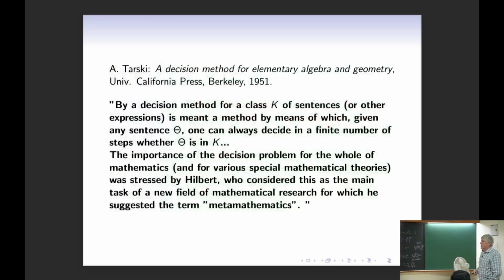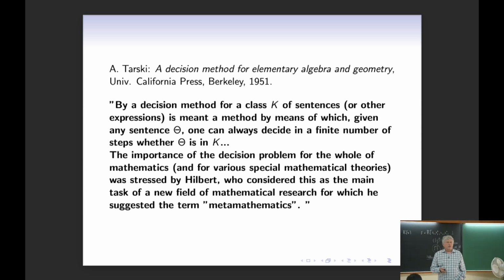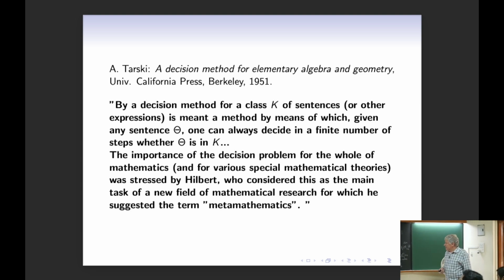So let me finish with this statement of Tarski. By a decision method for a class K of sentences is meant a method by means of which, given any sentence theta, one can always decide in a finite number of steps whether theta is in K or not. And the importance was stressed by Hilbert, who considered this as a main task of a new field of mathematical research called metamathematics. Now, I invite you to read the introduction to Tarski's memoir published by RAND. Now it's on the web, and see the other logical systems which satisfy this. There are quite a few. Contrary to Gödel's incompleteness result.